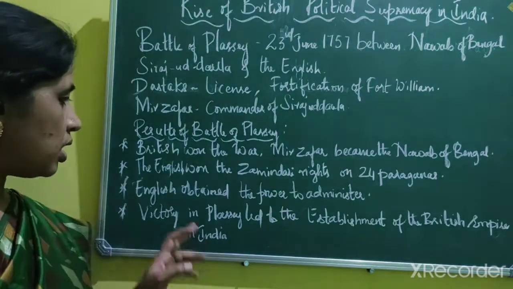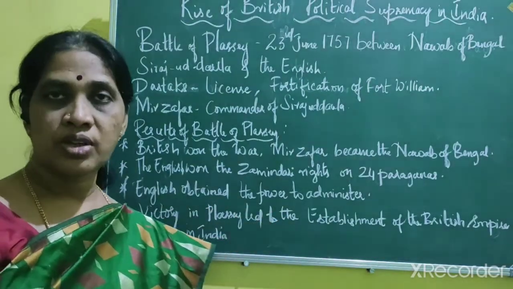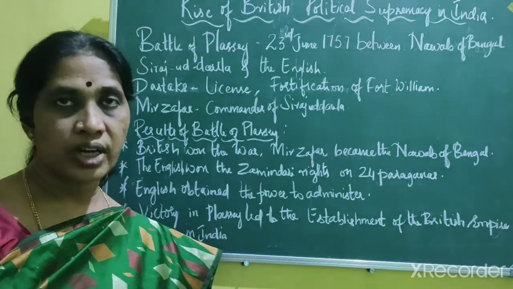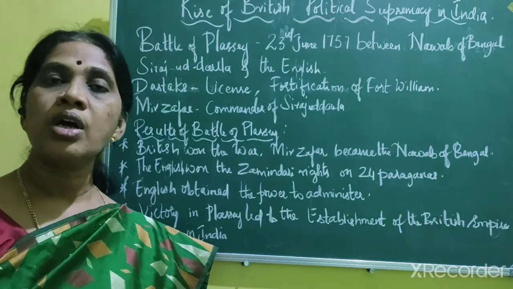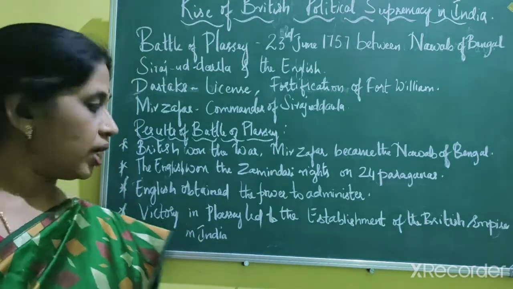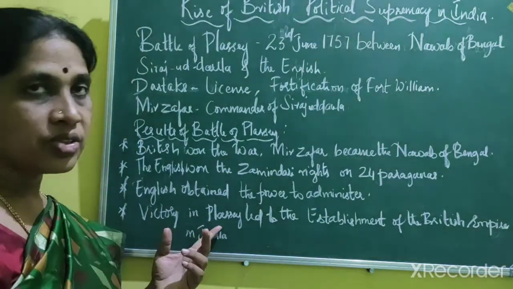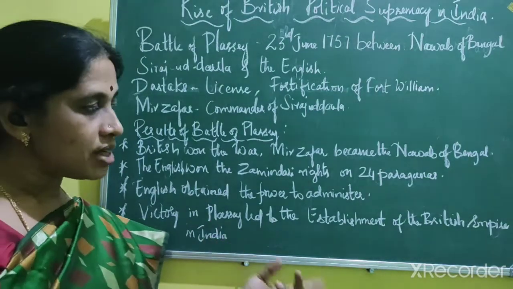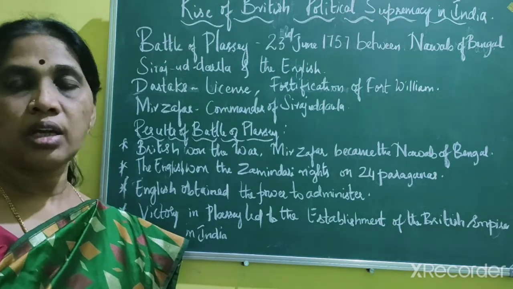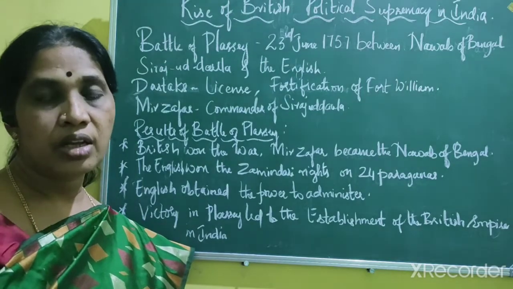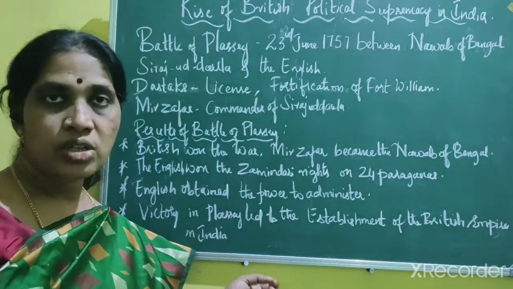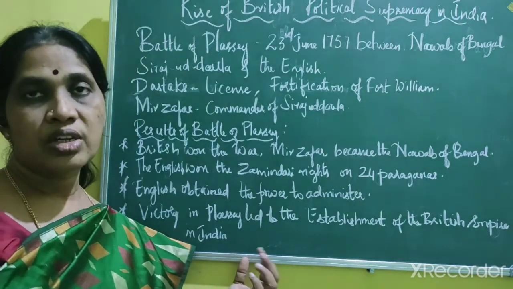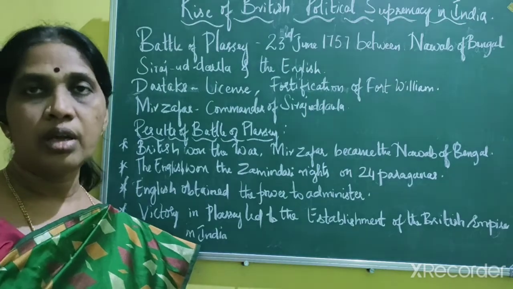Next, the English obtained the power to administer. The British had come to Bengal as traders, and now they obtained the power to administer Bengal. The victory in Plassey, in Kolkata, that is in Bengal, led to the establishment of the British Empire in India. This is the first battle that the British waged and won, and thus they got the power to rule in India.